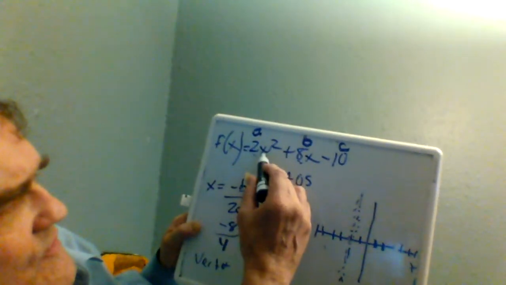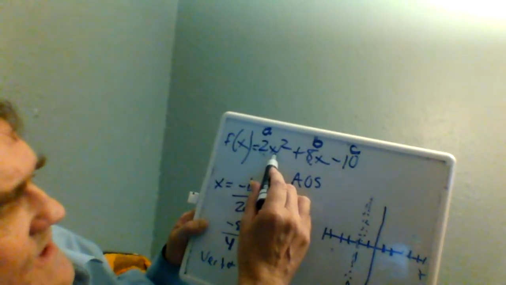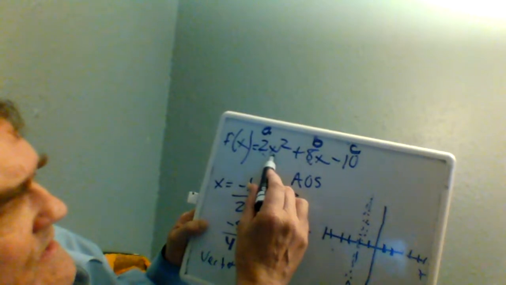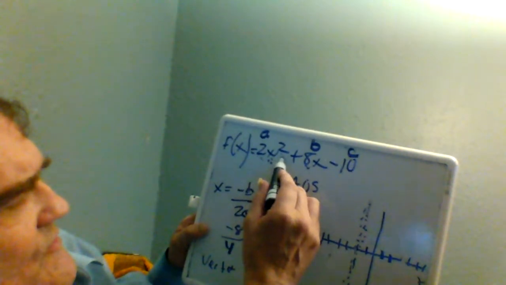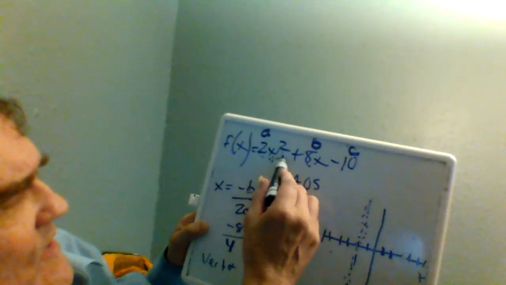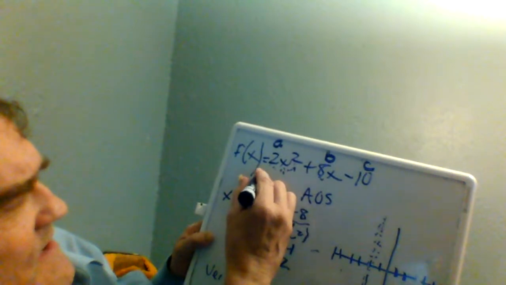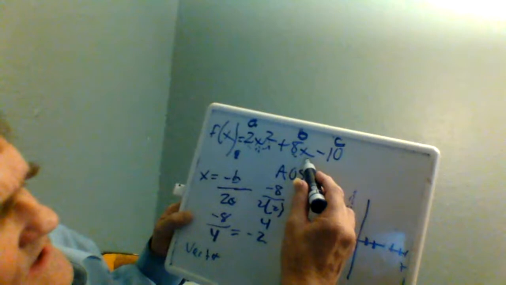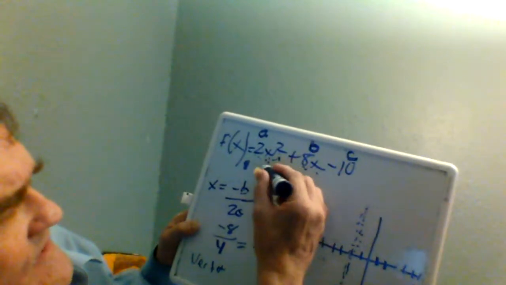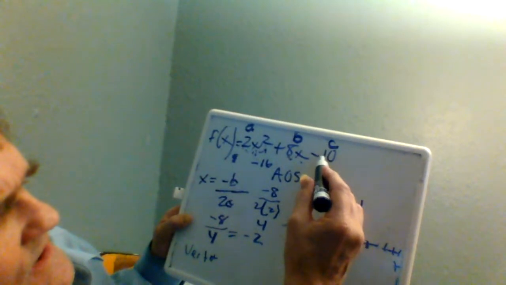You put -2 where the x is in f of x. -2 squared: -2 times -2 is 4. x squared is 4. 4 times 2 is 8, so you have 8 as your first number there. And then you have, again, -2 right here. -2 times 8 is going to be -16.